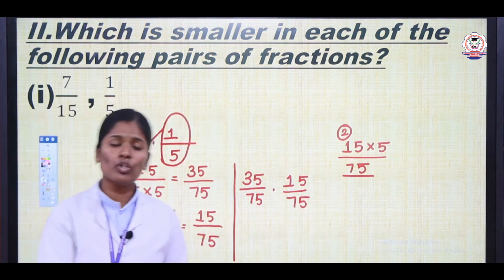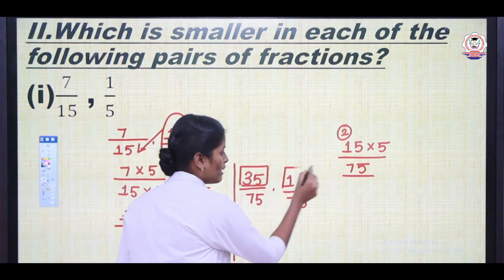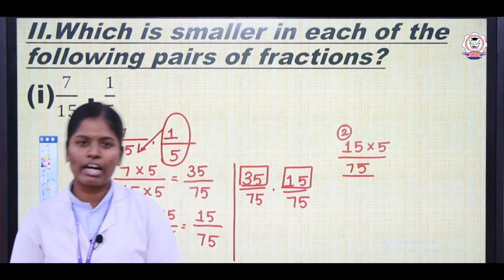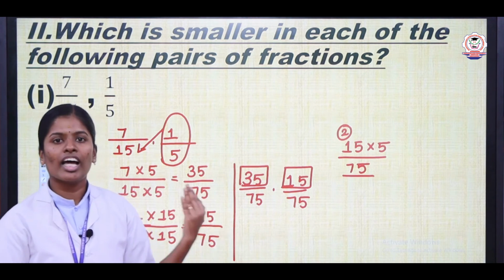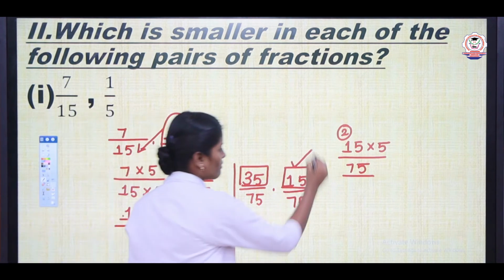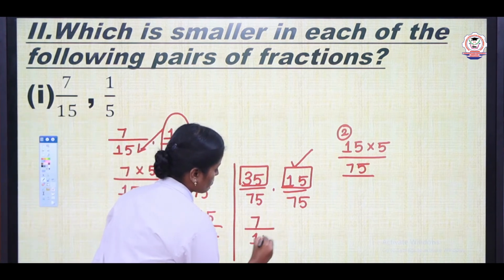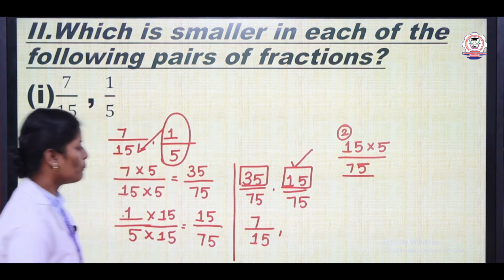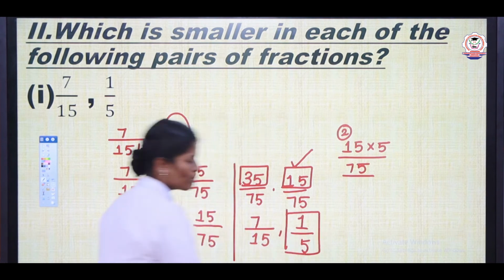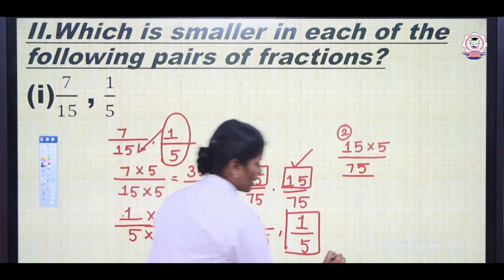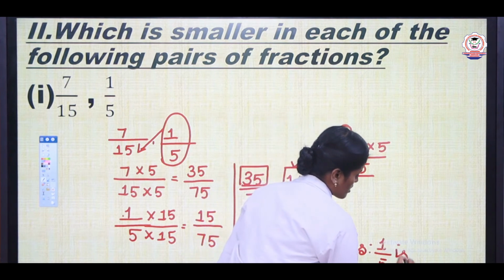Now we are going to check the numerator value. Here we have the numerators are 35 and then 15. Our topic is which one is the smaller. Smaller means compare this 35 and 15. Which one is the smaller? Yes, very good. 15 is the smaller value. So take the equation 7 by 15 comma 1 by 5. So 1 by 5 is smaller. Finally, you should write the answer: 1 by 5 is smaller.